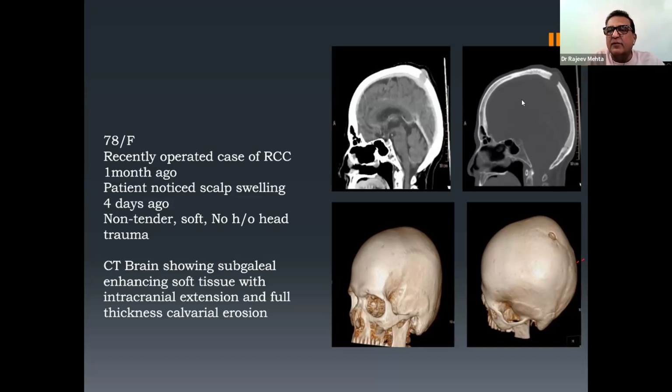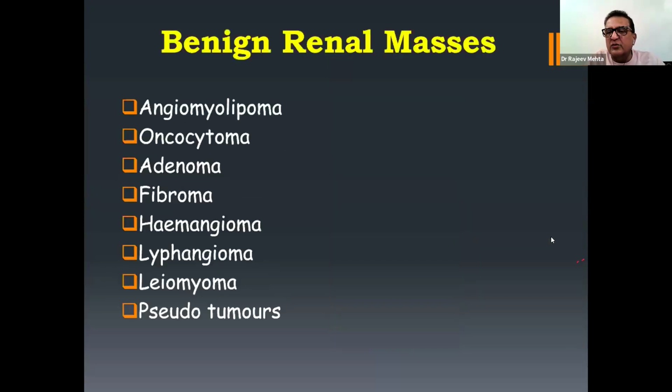And you can see there is a complete full thickness erosion of the calvarium. And here you can see the 3D images show the lytic lesion.